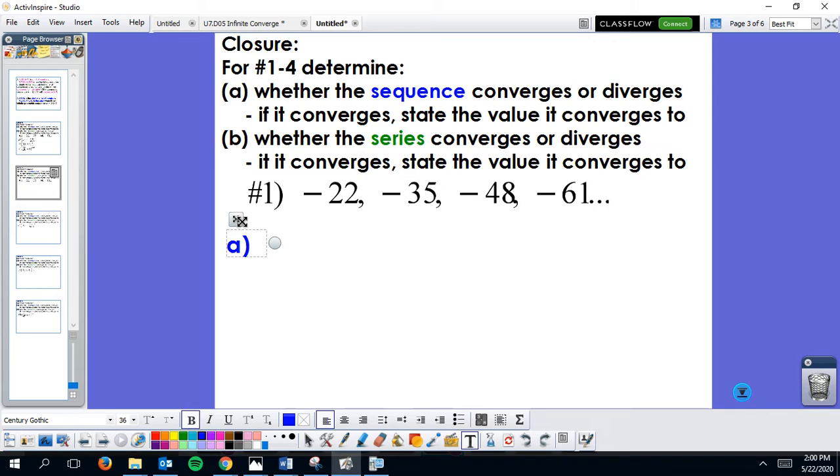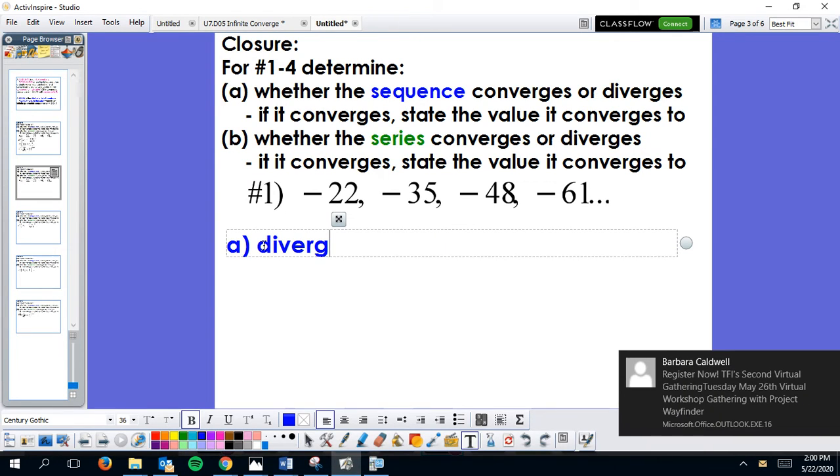Negative 22 to negative 35, that's minus 13. Negative 35 to negative 48 is minus 13. Negative 48 to negative 61 is minus 13. And that is arithmetic. Arithmetic sequences diverge. So this sequence diverges.